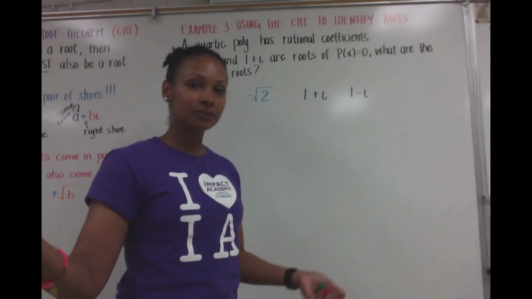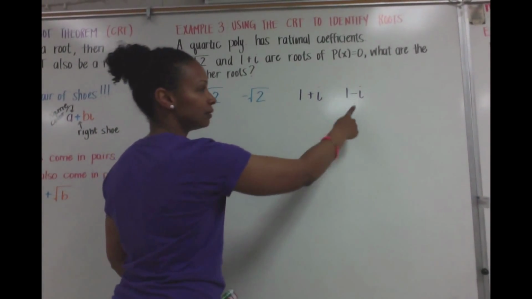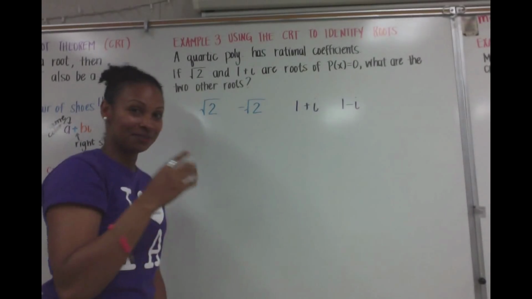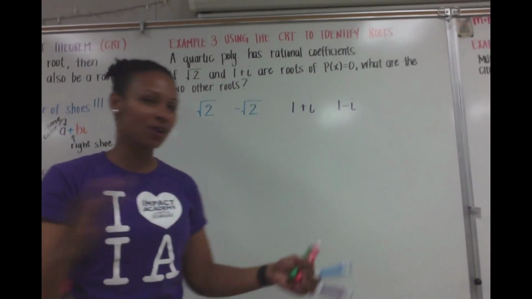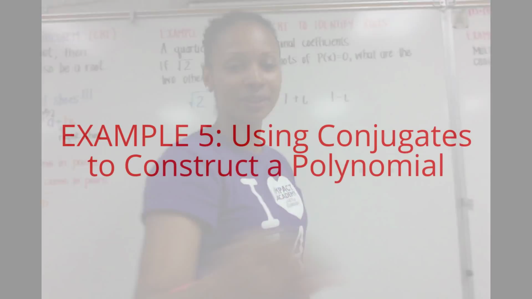So, how many roots do we now have? 4. 1, 2, 3, 4. Quartic means 4. You see how it's all playing together? Like you guys are asking me, like, what is this? Yeah, whatever. Moving on.